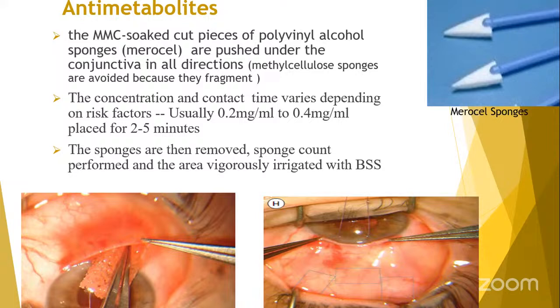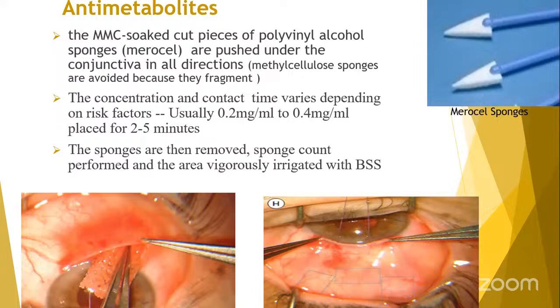And you can see in the place here where I have shown a picture of the Merocel, you can cut small pieces that you can soak with your mitomycin C, usually 0.2 milligram per mil to 0.4 milligram per mil, which you place for 2 to 5 minutes. And your choice depends on the risk factors of your individual patient. So you push the pieces in different directions after you have created your flap.